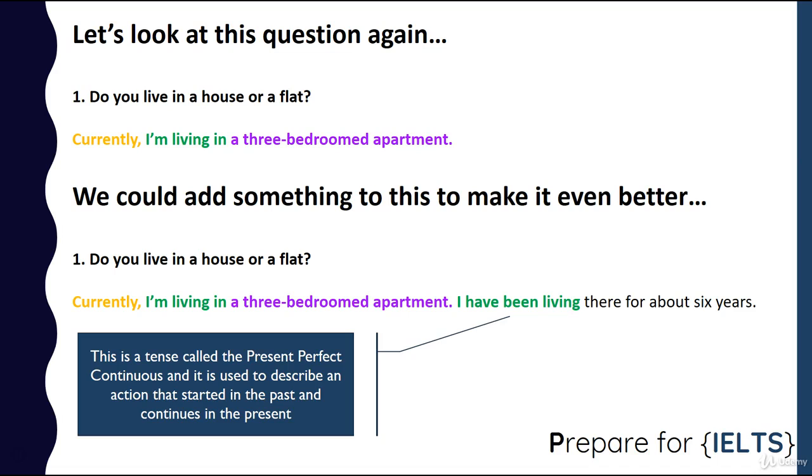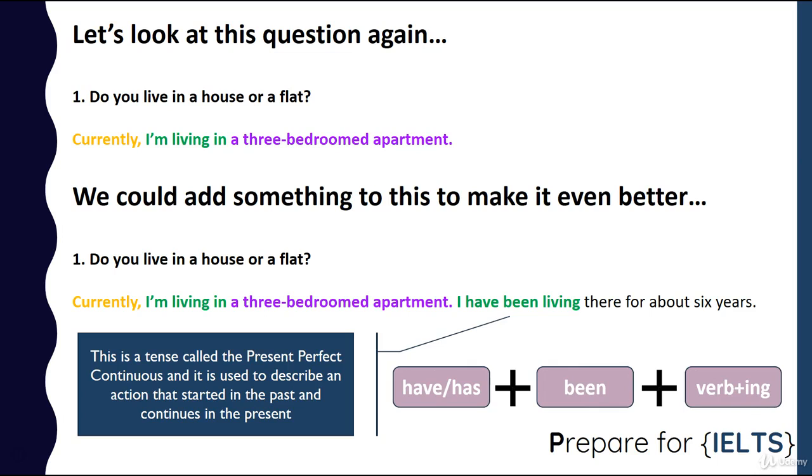It's quite a complex tense, but it's one native speakers use all the time. What have you been doing today? Oh, I've been cooking, I've been reading, I've been working on my computer. We use it very naturally, but it's very complex and non-native speakers don't tend to use it. So if you can learn, I have been living there, then hopefully you can pop it into your answer during the IELTS speaking test. So we form it with have or has plus been plus the verb plus ing.